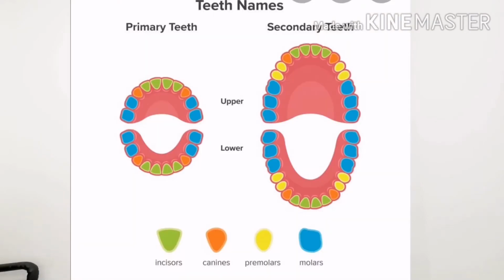In a normal adult oral cavity, there are 32 teeth, as I mentioned. These 32 teeth have different names. The first 8 teeth, which are the most visible, 4 up and 4 down, are called incisors. Beside these 8, there are 4 teeth, 2 up and 2 down, on both sides. These are very sharp teeth. These teeth are called canines.